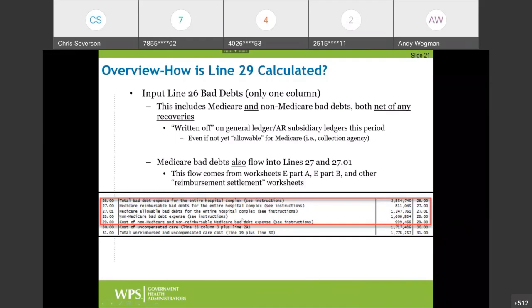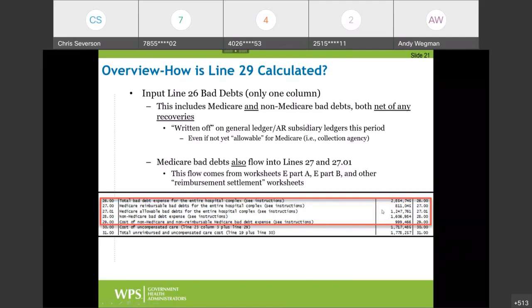But this number is multiplied by the cost to charge ratio, and it's added to the 35%, the amount that was not reimbursed by Medicare. It's that cost of the non-Medicare that is added to the 35% of Medicare to get this line 29. So it's kind of unfortunate they didn't add a couple more subscripts for transparency, but there are some behind the scenes calculations going on there.